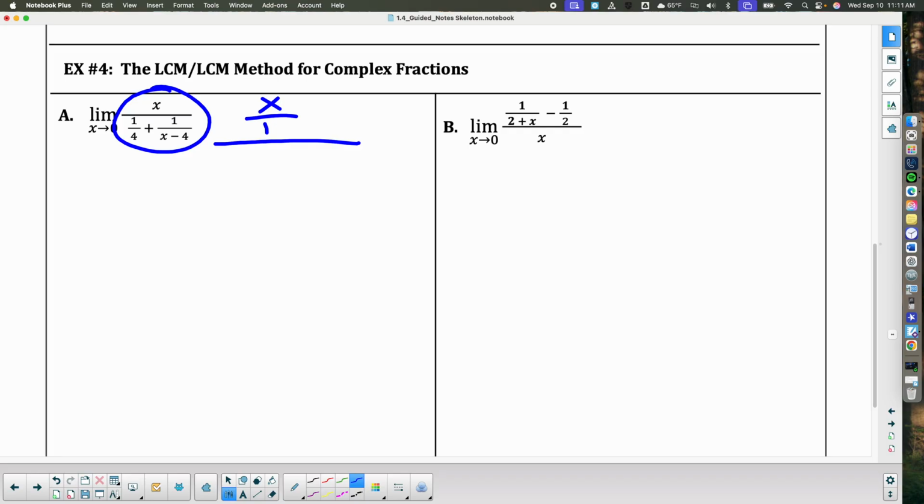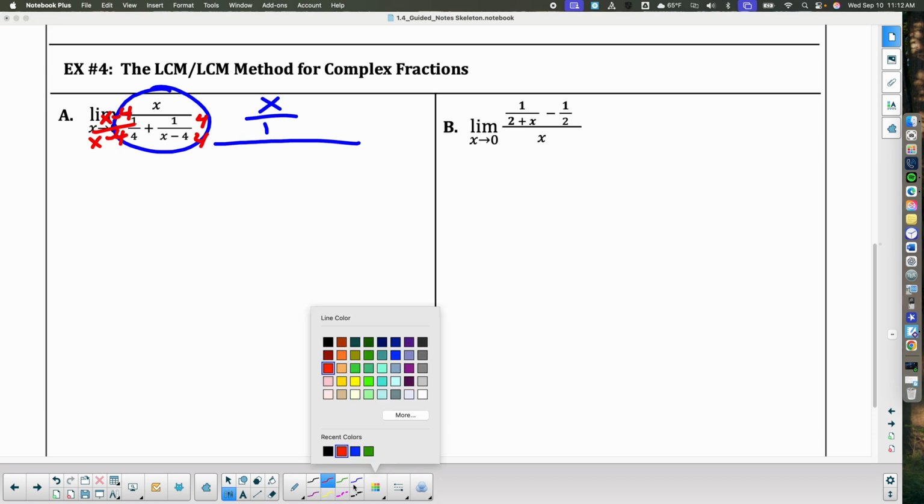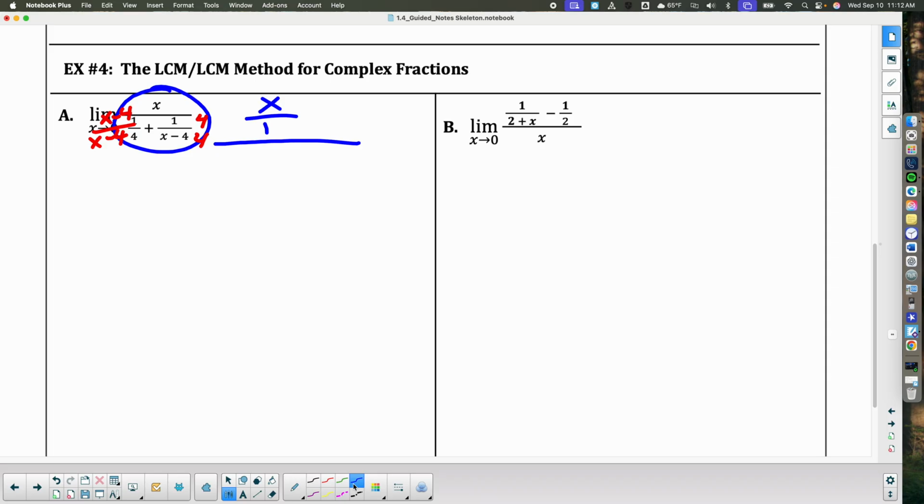So the way we make single fractions is common denominators. I don't have a ton of room, but I'm going to multiply the first fraction by x minus 4 over x minus 4, and the second fraction by 4 over 4. The denominators have nothing in common, so you just multiply them by each other. And then this will turn into x minus 4 over 4 times x minus 4, plus 4 times 4x minus 4. So it's just normal common denominator with algebra.